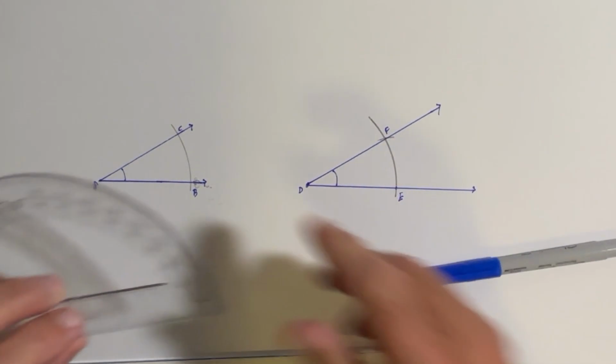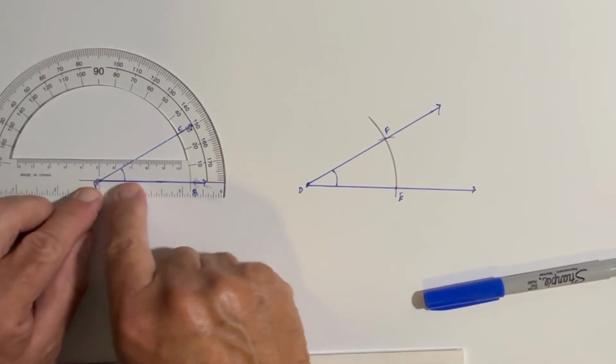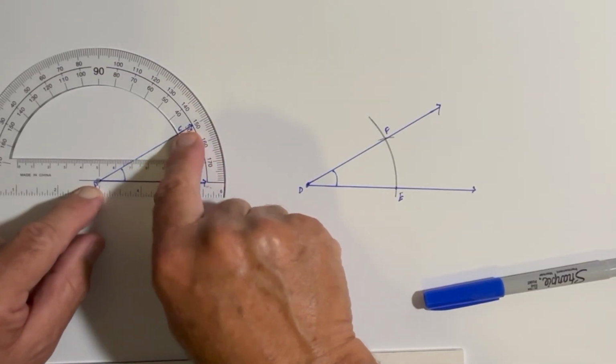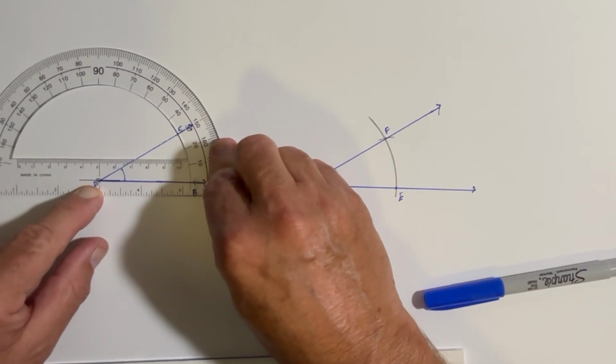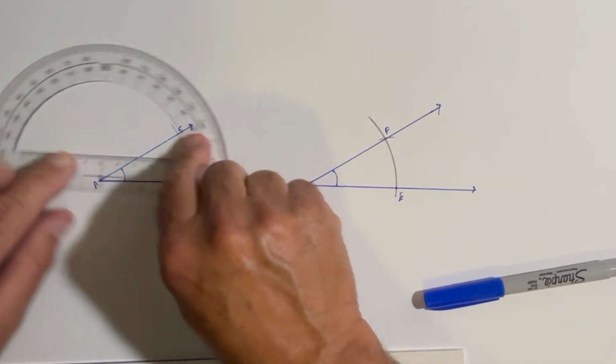Well, let's check it with a protractor. I put the index right there and put the baseline there, and it looks like it's 30 degrees. It's kind of odd, I drew a 30-degree angle. Okay, that goes to 30 right there. Let's see what this is.